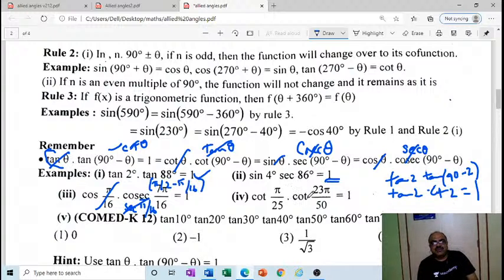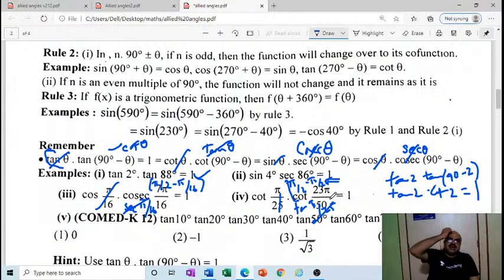Cot pi by 25 into cot of 23 pi by 50. So pi by 2 minus pi by 25: 2 into 25 is 50, so 25 pi minus 2 pi, 25 minus 2 is 23, giving 23 pi by 50. So cot becomes tan, tan of pi by 25, which cancels with cot pi by 25. It will be 1.